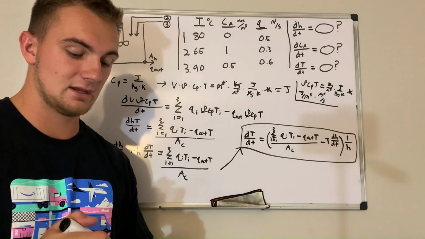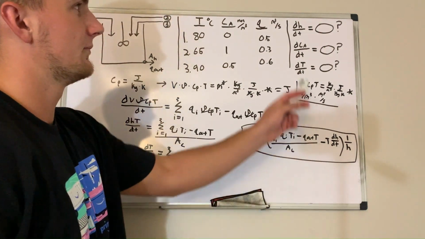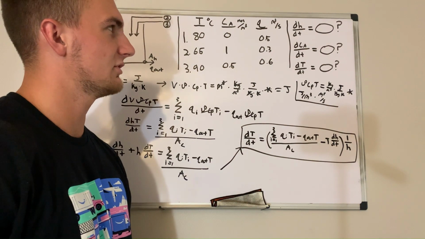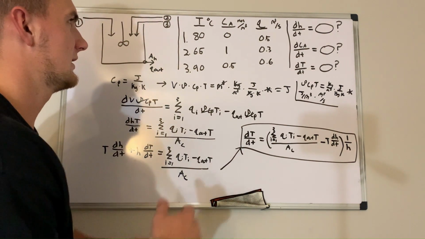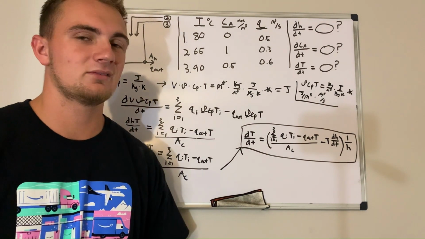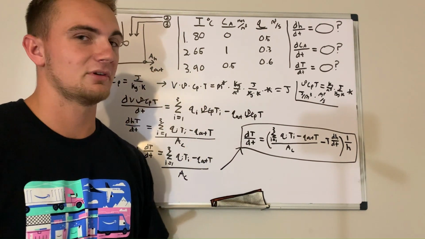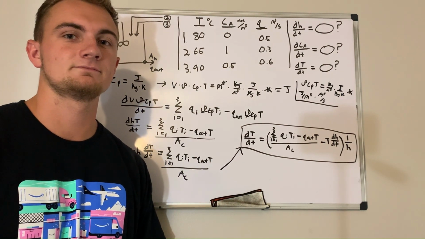So now we have the 3 expressions that we wanted to get: change in height with respect to time, change in concentration with respect to time, and change in temperature with respect to time. So we can now go into Python and see what the height, concentration, and temperature are after this system has been operating for some long period of time.